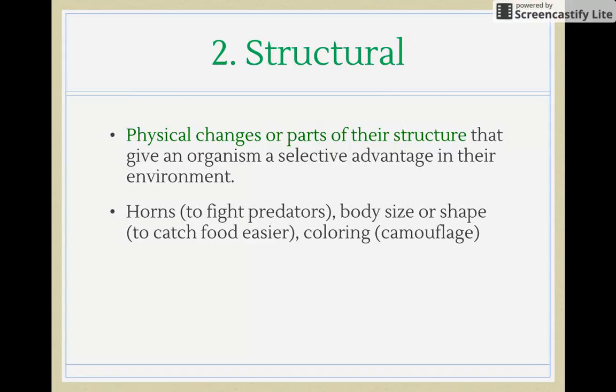Number 2, structural. Write this down in the green. Physical changes or parts of their structure that give an organism a selective advantage in their environment. Something they're born with. Something you can see. A physical change or part of their structure. Horns to fight predators. A rhinoceros has that big horn to ward off other predators. The body size or shape to catch food easier.